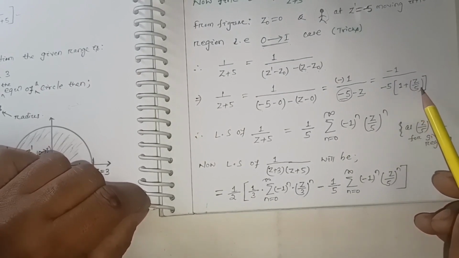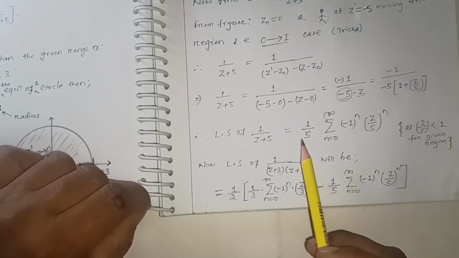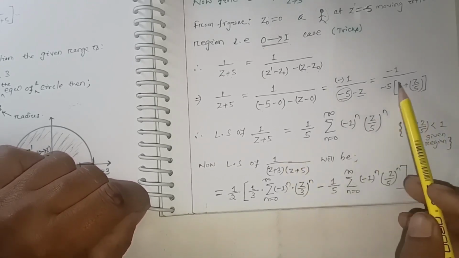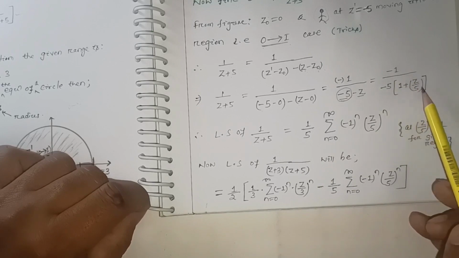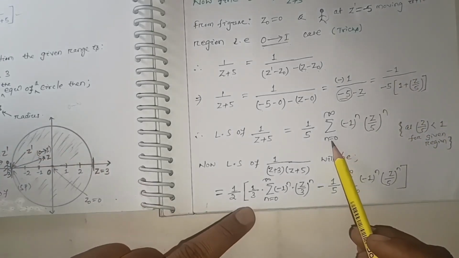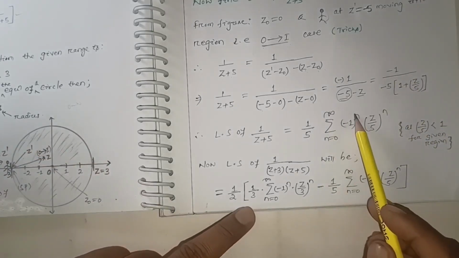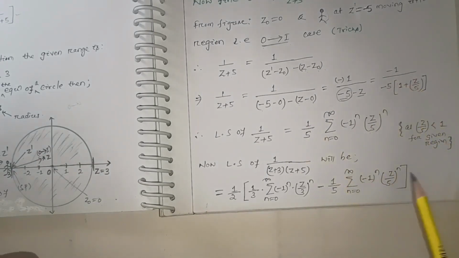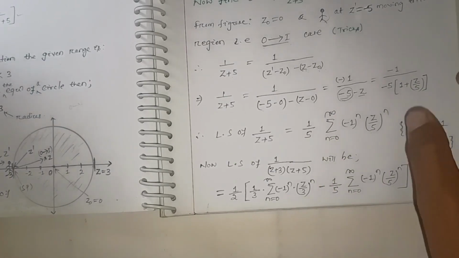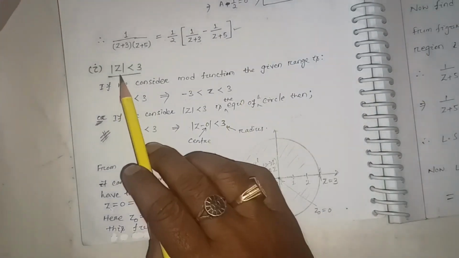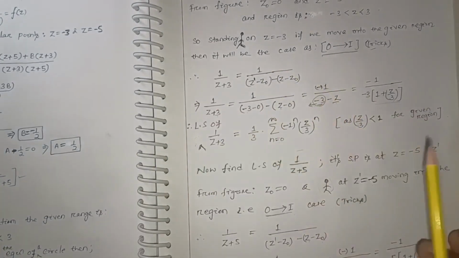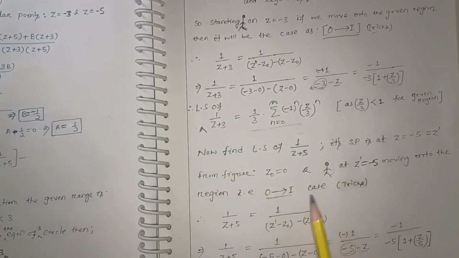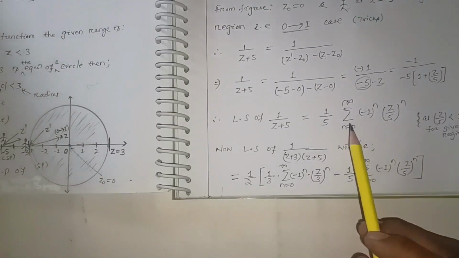If it is so, then the series of 1 by 1 plus z by 5 will be the summation over n equal to 0 to infinity of (-1) to the power n, z by 5 to the power n. Minus got cancelled, and 1 by 5 we got. Now we found that for this particular region, mod z less than 3, the Laurent series of 1 by z plus 3 is this one, and the Laurent series of 1 by z plus 5 is this one.